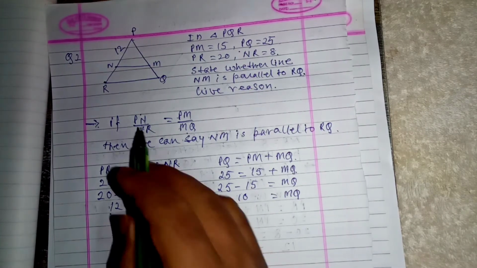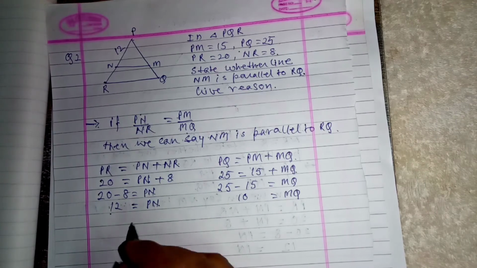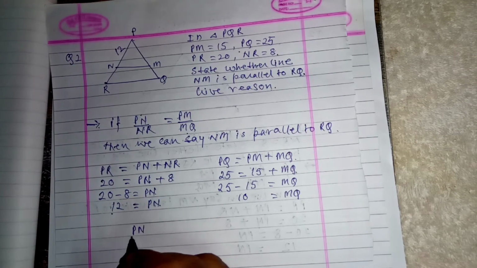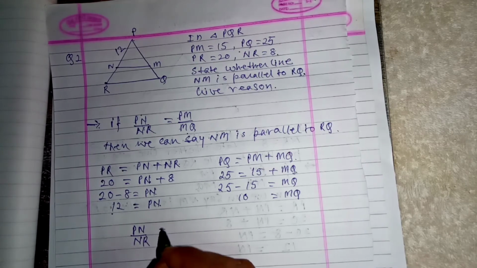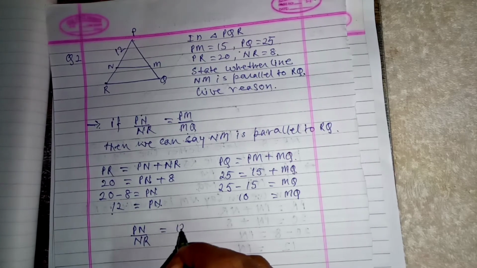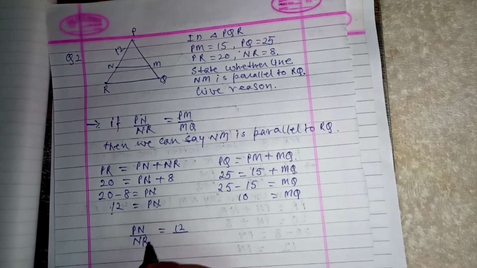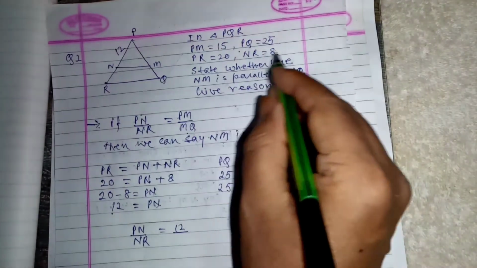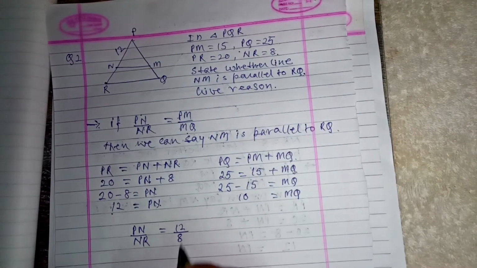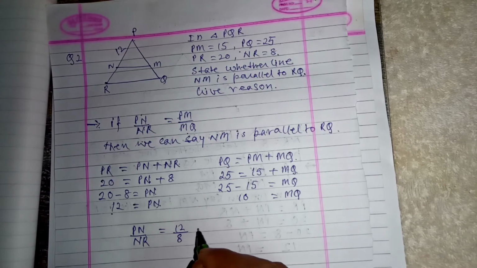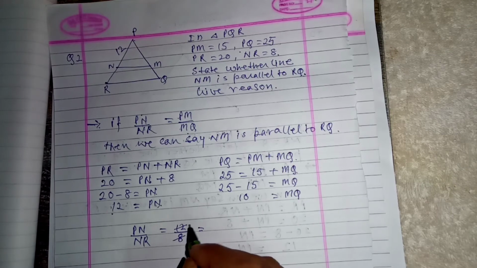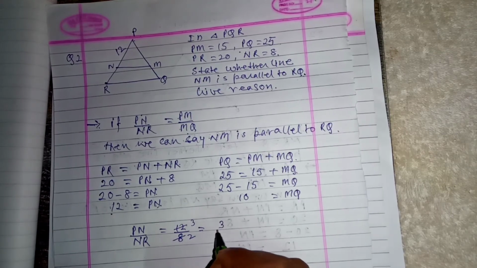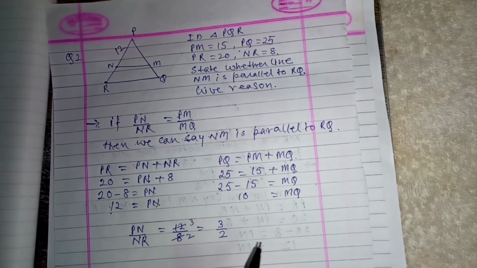Now let us see whether these sides are in proportion or not. PN upon NR is equal to how much? PN is equal to 12 and NR is given as 8. So 12 upon 8. We can cancel by 4: 4 twos are 8 and 4 threes are 12, which is equal to 3 upon 2.